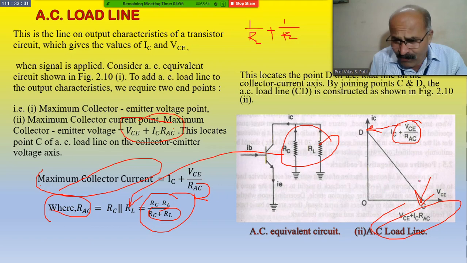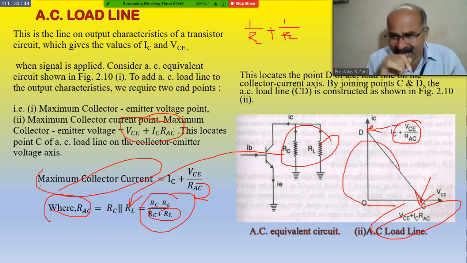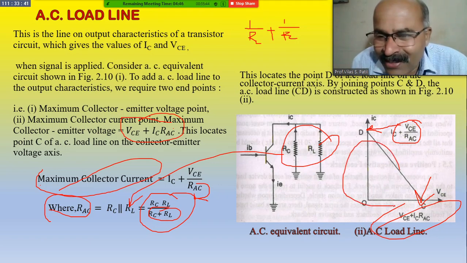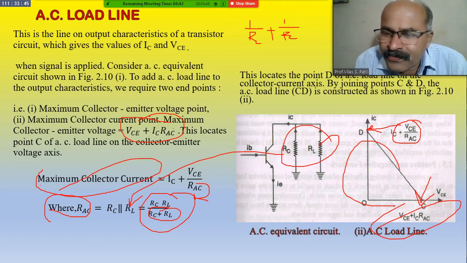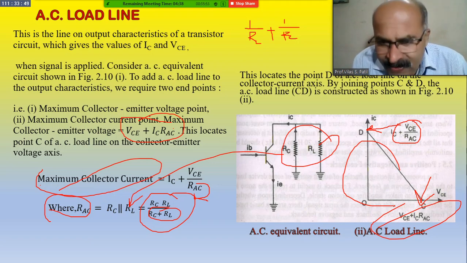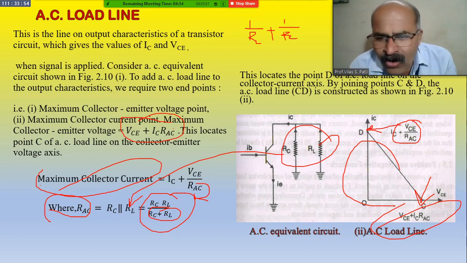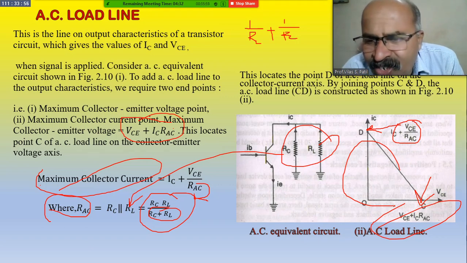आणि या दोन्ही पॉइंट मधून CD अशी रेषा ड्रॉ केली की ती रेषा, that line CD will be known as the AC load line. That will be known as an AC load line. And this is the analysis of AC load line. This locates the point C of the AC load line and D of the AC load line.